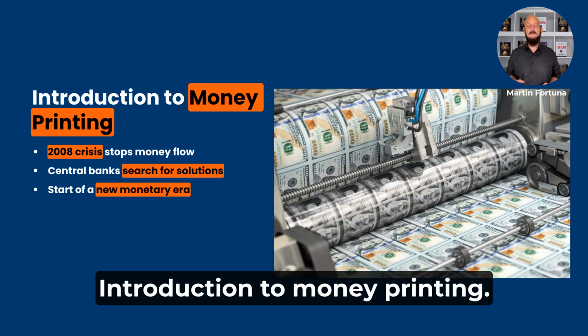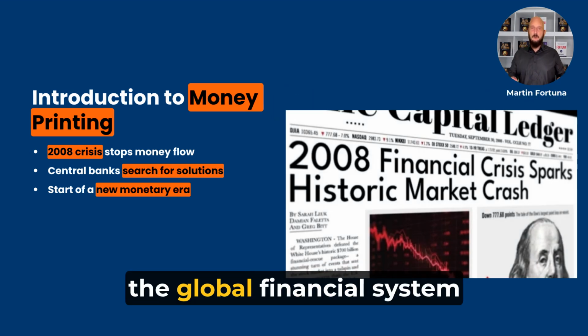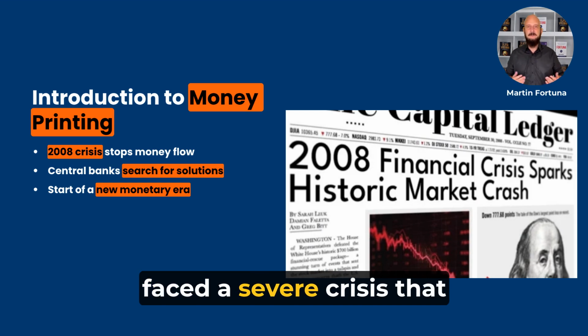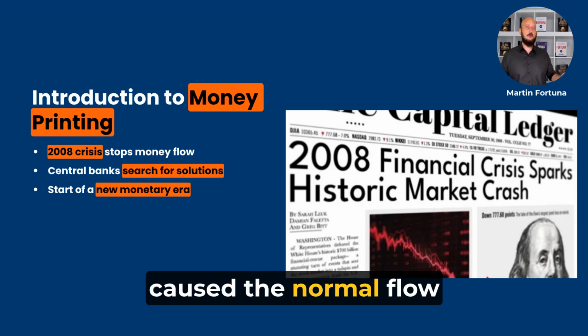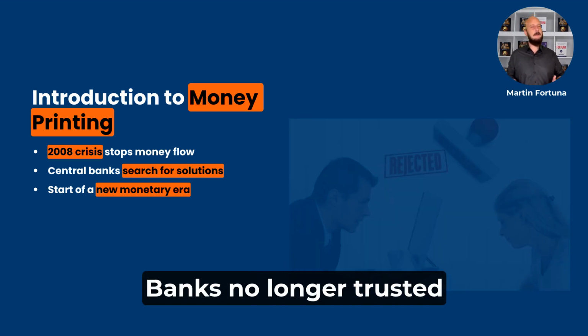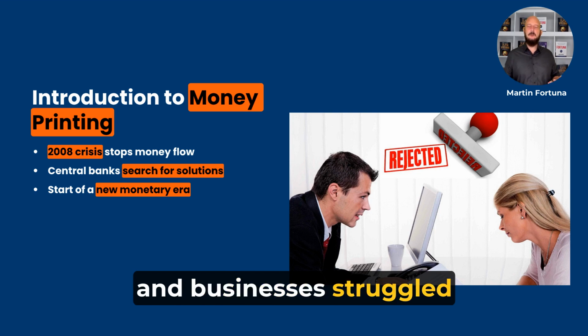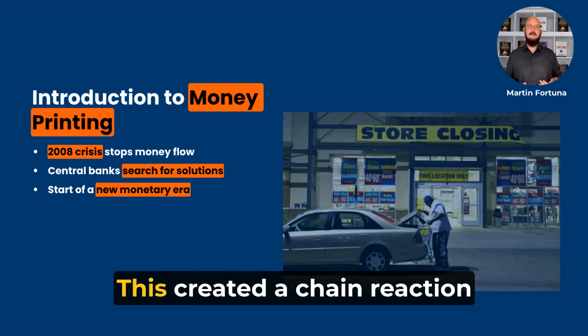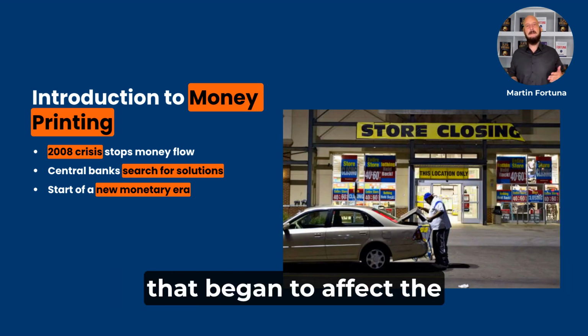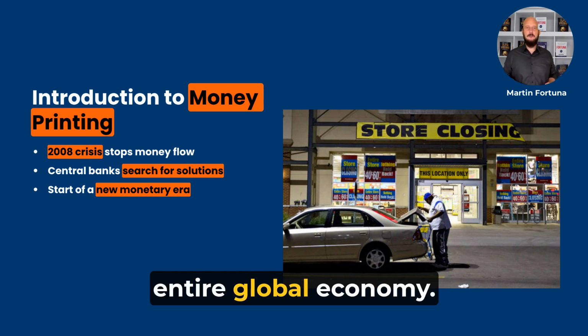Introduction to money printing. In 2008, the global financial system faced a severe crisis that caused the normal flow of money to stop. Banks no longer trusted each other, lending between institutions slowed down, and businesses struggled to access credit. This created a chain reaction that began to affect the entire global economy.